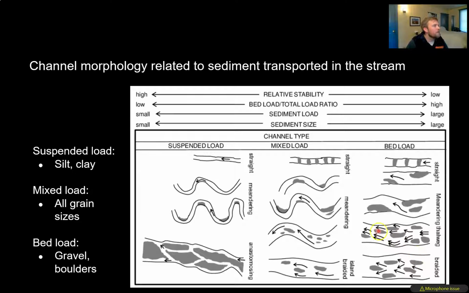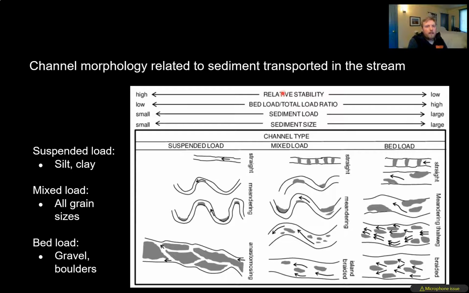Okay, so the other component to this diagram that is important is the relative stability. That means how quickly do these types of streams change, right? So if you have just a suspended load flowing through a river, there's not going to be a lot of change, right? But if you have all bed load, so all large boulders that are tumbling down through this river that get eroded or deposited depending on storms, they're going to be a more dynamic river system.